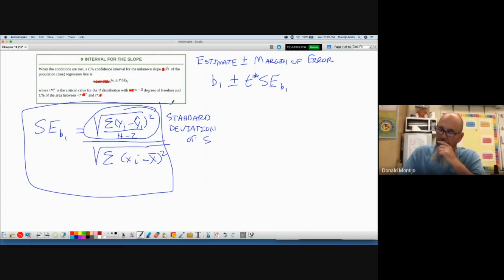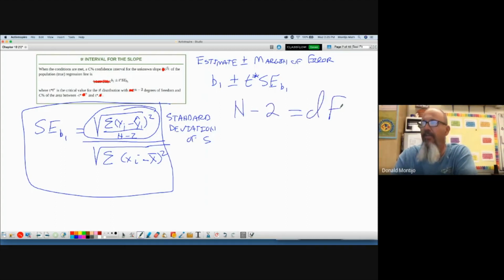The other weird thing about doing inference for regression is that there are n minus 2 degrees of freedom instead of n minus 1. We're not going to get into why that's the case, but we're just going to have to believe them. So instead of looking at n minus 1, we'll look at n minus 2. To look up a p-value in the table, we're going to have to use Table B, the t-distribution chart, to find that.